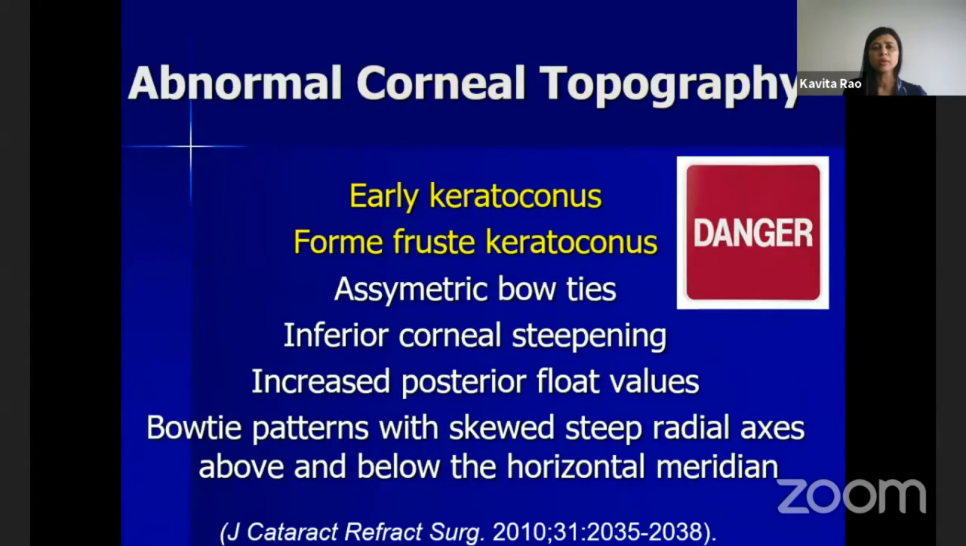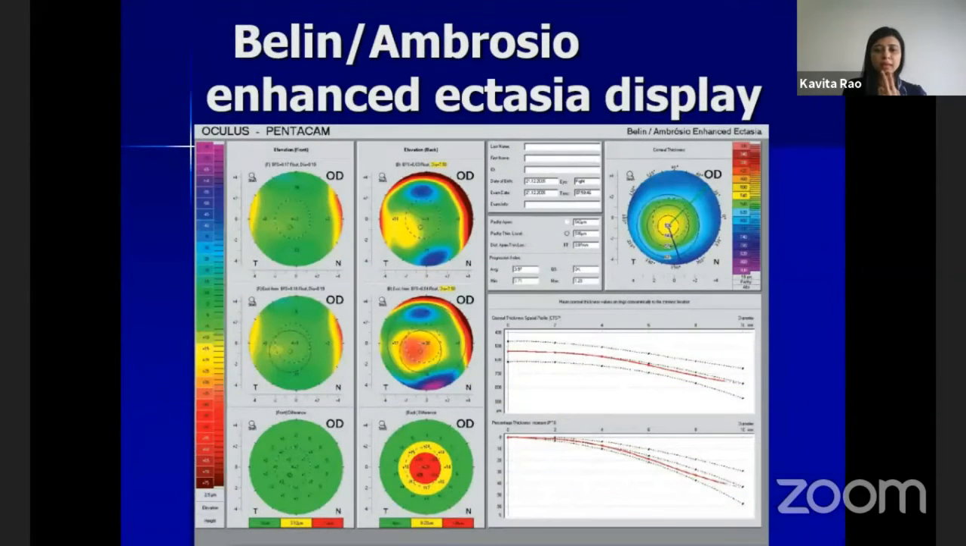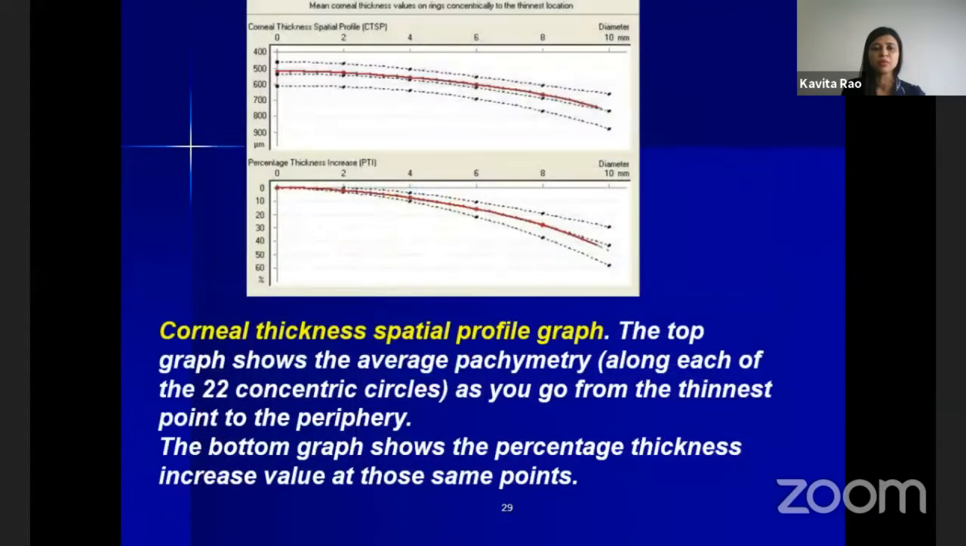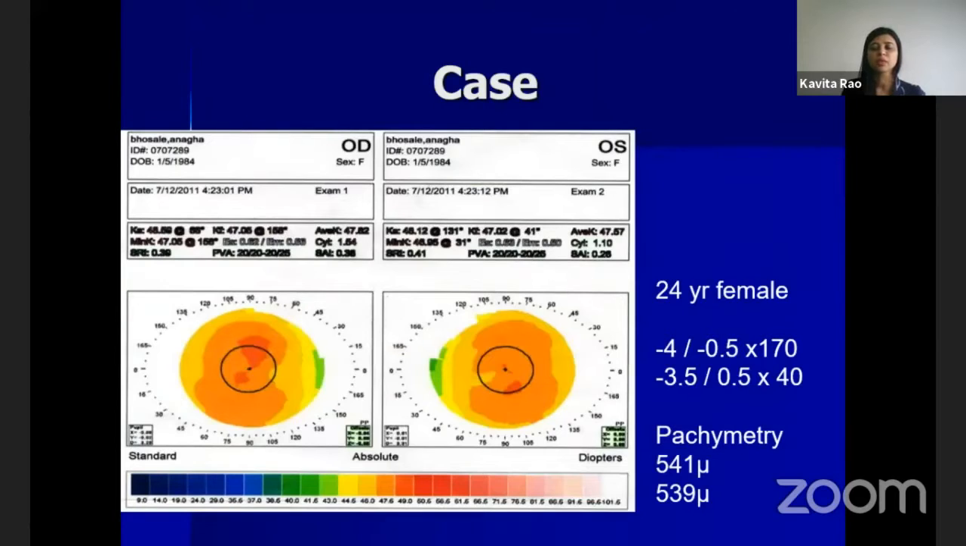I'm just going to talk in short: early keratoconus, if there's formed crust, obviously this we know is abnormal. But if there's an asymmetric bow tie, inferior corneal steepening, increased posterior float values, or skewed radial axes, these sometimes may not be so easy to pick up. And of course, you look at your tomography map and your corneal thickness profile graph and look at whether the patient is fit.